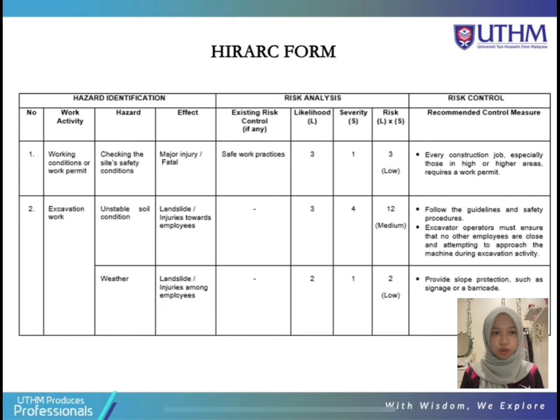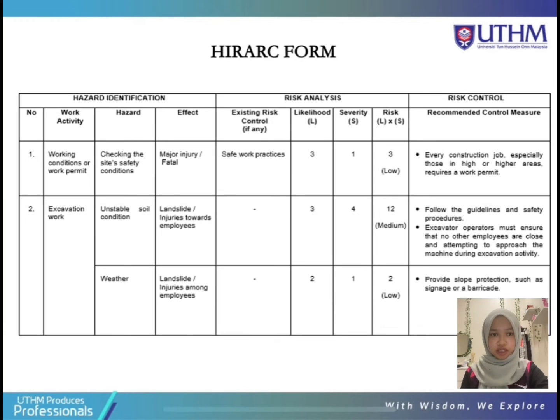First, for the activity, work condition or work permit, the hazard is checking the site safety condition, and the effect is major injury or fatal. For risk analysis, the existing risk control is safe work practice, and we multiply the likelihood, which is 3, by 1, which is 3, and this is low. The recommended control measure is that every construction job, especially those in high or higher areas, requires a work permit.